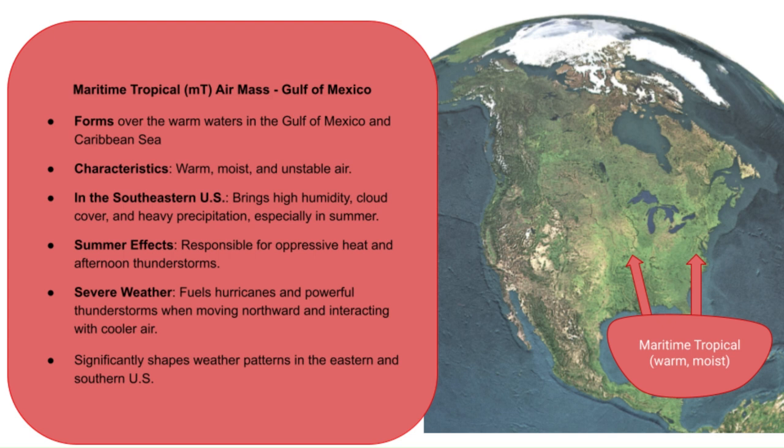The maritime tropical air mass from the Gulf of Mexico brings warm, humid conditions to Michigan, particularly in late spring and summer, often leading to oppressive heat. As it moves northward, it triggers thunderstorms and increases rainfall, resulting in heavy downpours. In winter, this air mass can cause milder temperatures and mixed precipitation when it interacts with colder air from Canada.